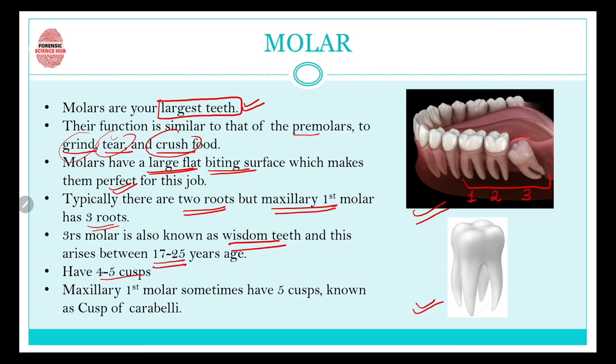The maxillary first molar sometimes has 5 cusps, and it is known as the cusp of Carabelli. This point is important. Generally there are 4 cusps, but sometimes the maxillary first molar, that is the upper first molar, might have 5 cusps. So that cusp has been given a special name called the cusp of Carabelli. This is an important part.